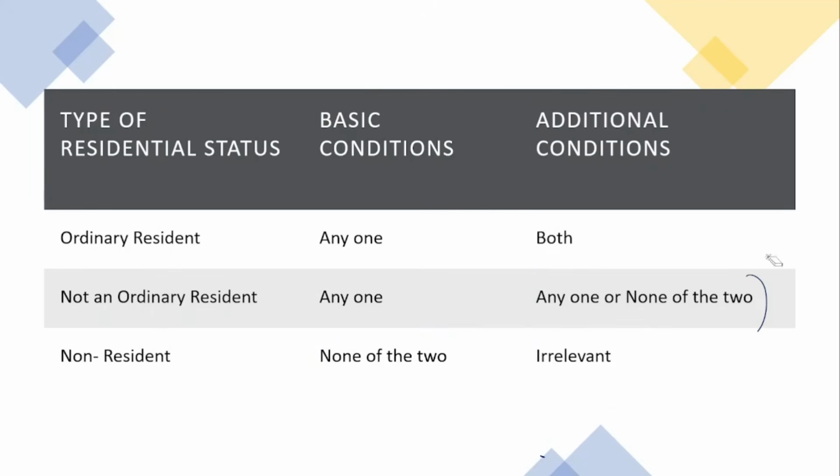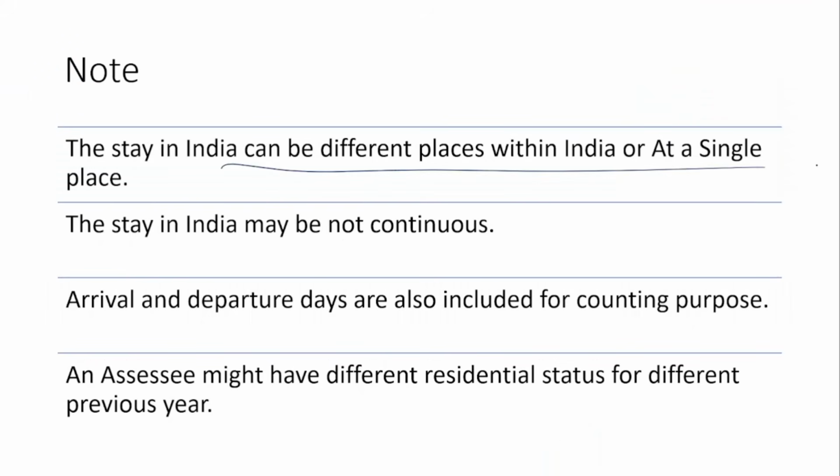Understood? Now there are some key points that you need to remember. The stay in India can be at different places within India or at a single place. He may stay in Mumbai, he may stay in Delhi, he may stay in Karnataka, he may stay in Jammu Kashmir, anything, but he should stay in India. The stay in India may not be continuous. For example, he may come in April, stay a few days, go to some other country, come back in June, stay. That is fine, accepted.